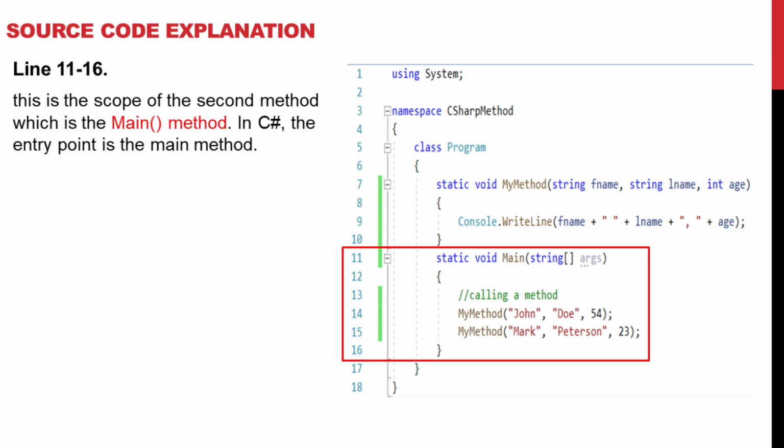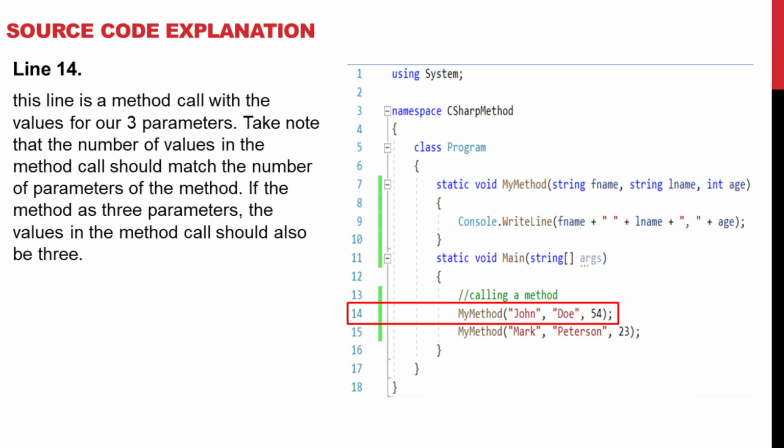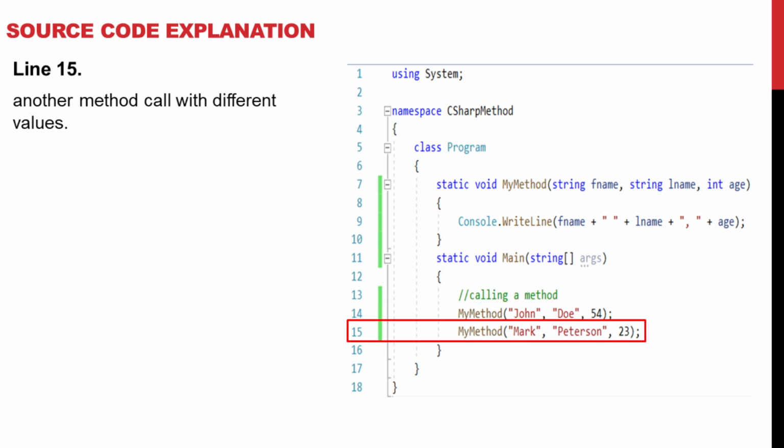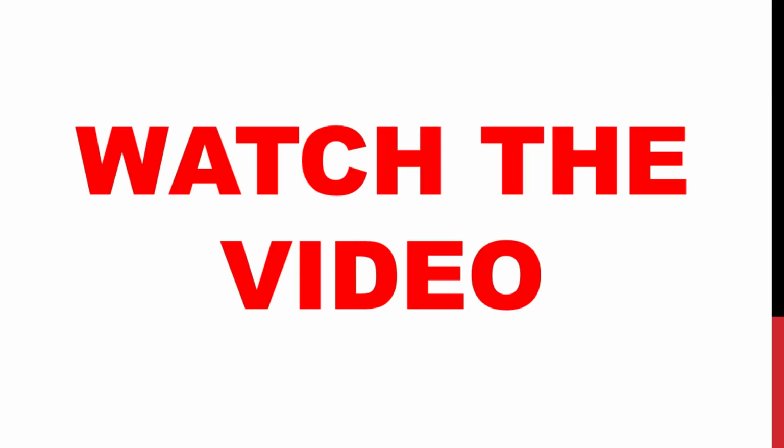Lines 11 to 16 are the scope of the second method, which is the Main method. In C#, the entry point is the Main method. Line 14 is a method call with the values for our 3 parameters. Take note that the number of values in the method call should match the number of parameters of the method. If the method has 3 parameters, the values in the method call should also be 3. Line 15 is another method call with different values. Watch the video for the demonstration.